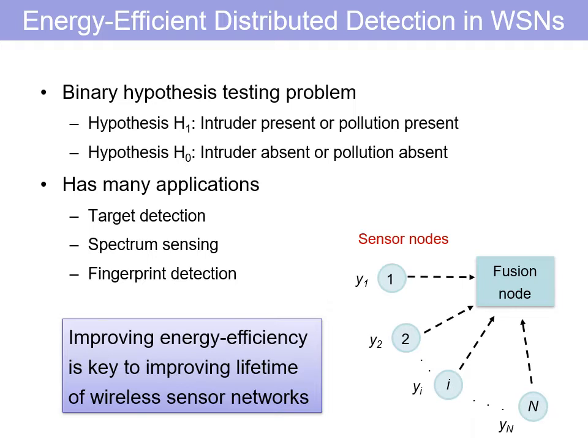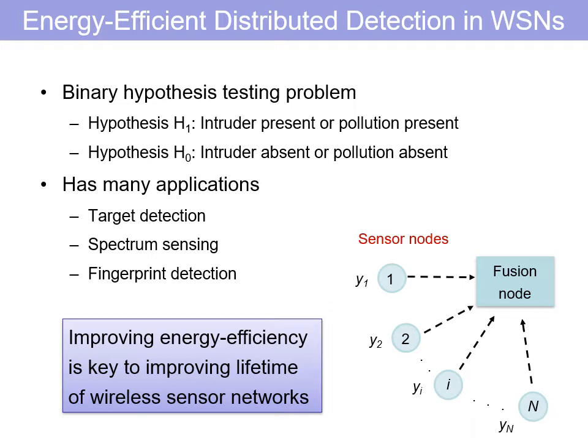Basically, in this hypothesis testing problem, there are two hypotheses which we'll call H1 and H0. H1 is the scenario where, for example, the intruder is present or pollution is present in case you're doing environmental monitoring, or the spectrum or the primary is present in spectrum sensing. And in H0, all of these are absent.